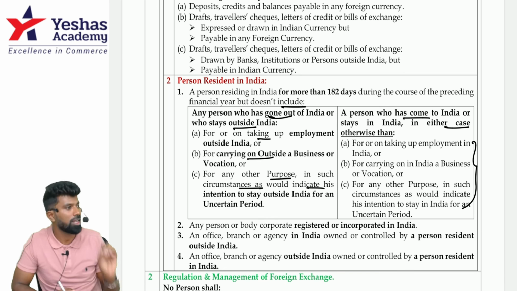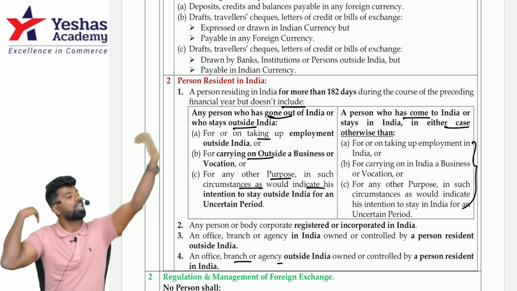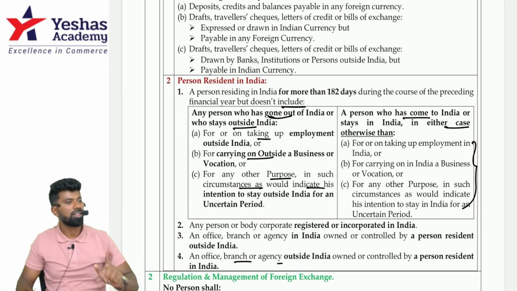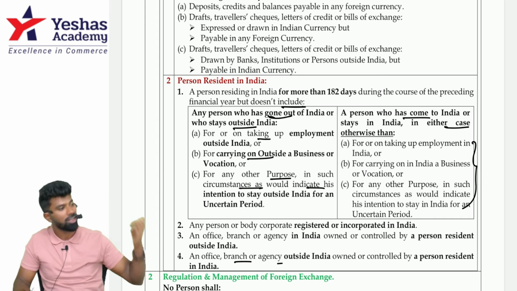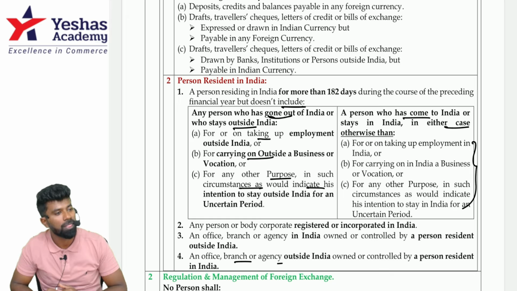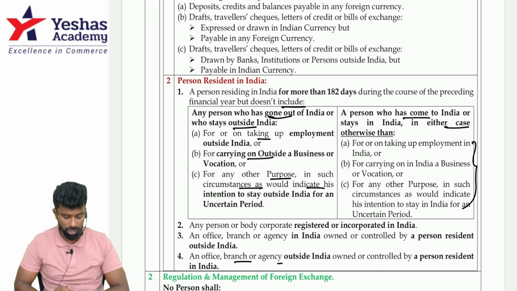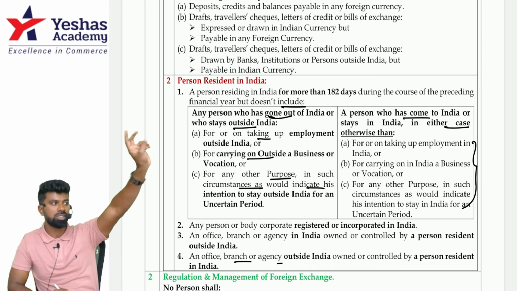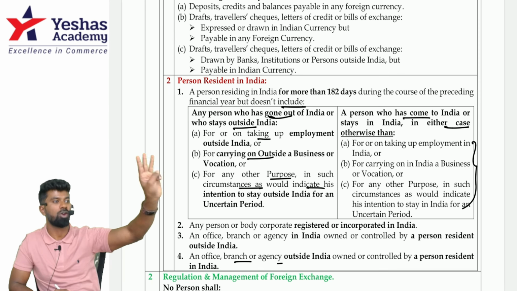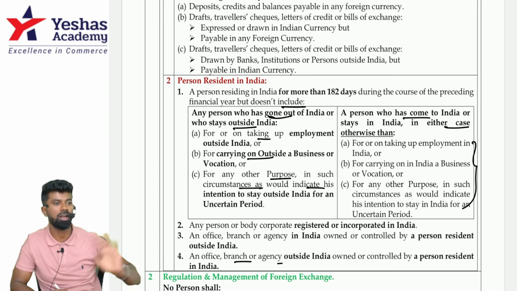The last one, any office, branch or agency outside India. Let's say there is a branch in Dubai, but it is controlled by a person who is resident in India. Then it is called a person resident in India. So there are four provisions. First one is for individuals, second one is for body corporates, third one is for offices, agencies and branches, and the last one is also for offices, branches and agencies.